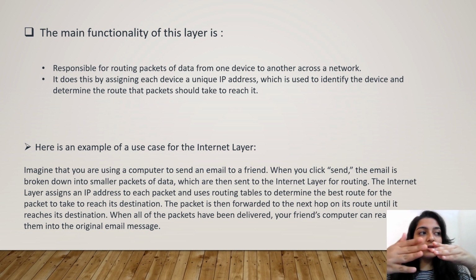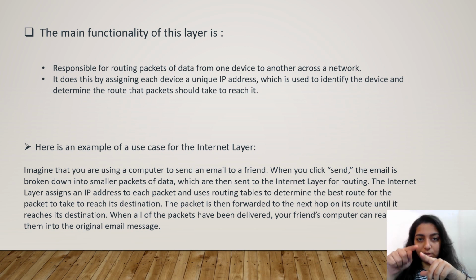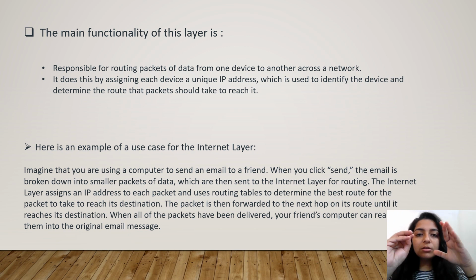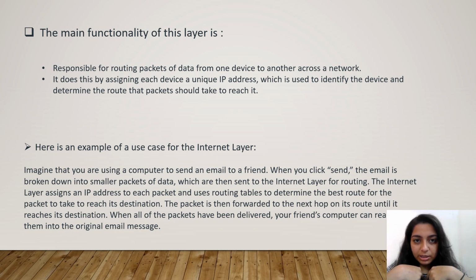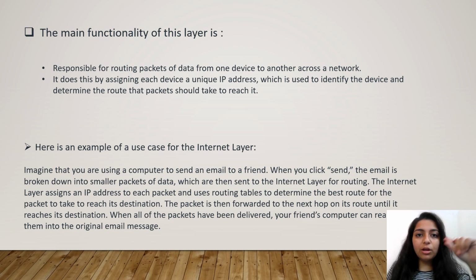Hop means, suppose there are two intermediate routers between the sender and receiver. From the sender it will hop to router 1, then to router 2, and then to the receiver. Router 1 will see that the destination IP address is not its own, so it will forward it to router 2. Router 2 will also see that it's not its own, and it will forward it to the destination. Which route is to be followed, the sender will decide by referring to the routing table.